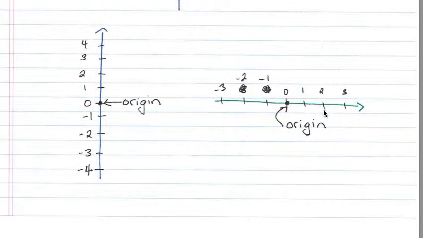And then with the x-axis, the horizontal number line, the point where they intersect, the origin, is also assumed to be 0. And then we number them out this direction, positive to the right, negative to the left, just like in a regular number line.